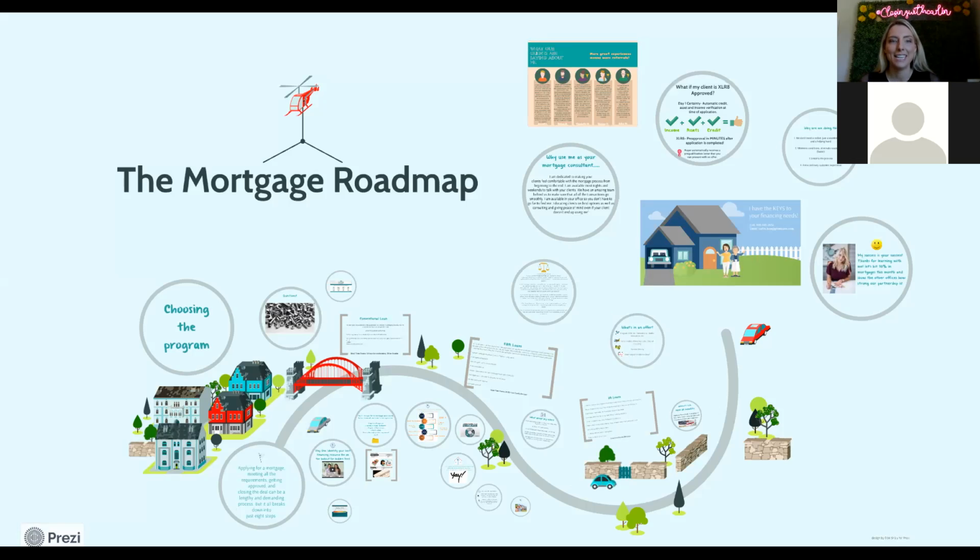Okay, so today we're going to dig into the mortgage roadmap and really what the mortgage process looks like in a little bit more detail, so you guys can understand what happens on the other side once you pass your clients along to the lender.